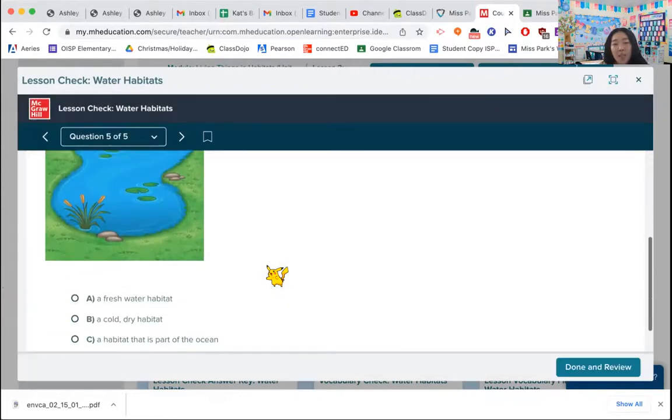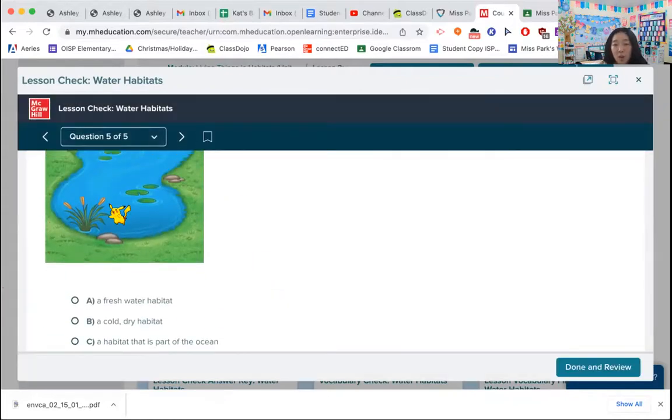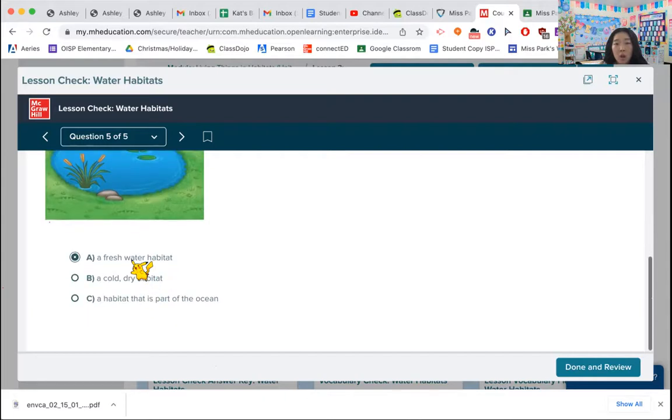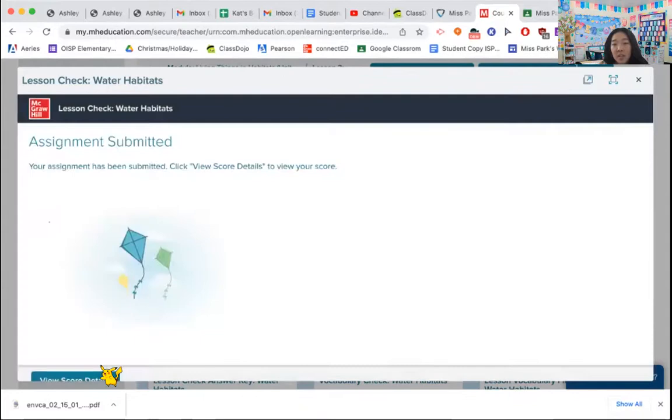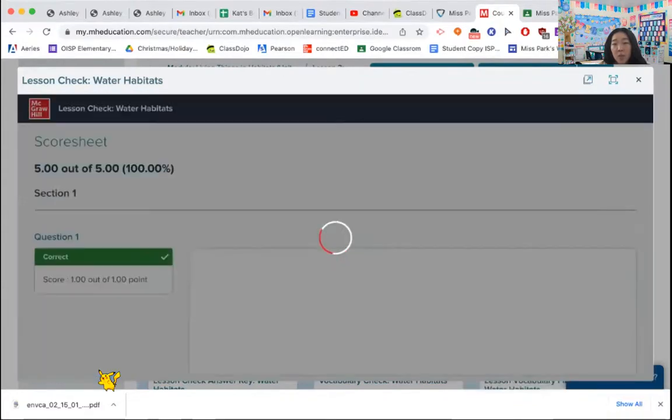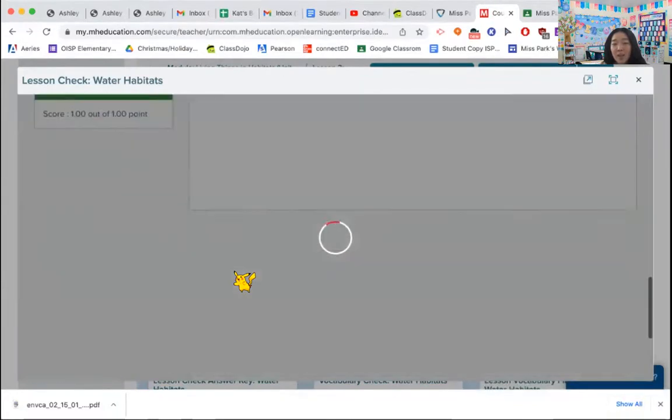What kind of habitat is a pond? A freshwater habitat, a cold and dry habitat, or a habitat that is part of the ocean? Freshwater habitat. We're going to submit our assignment. Once you're done, you're going to click view score details. And guess what? You guys got them all correct.